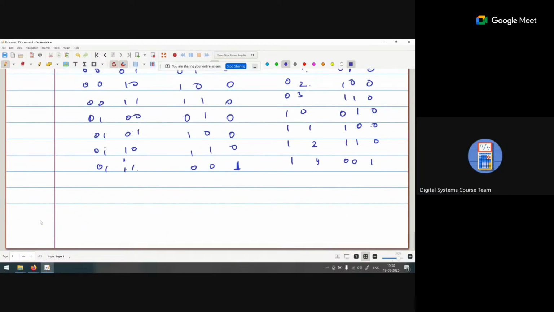When P is 2 and when P is 3, again Q is 0 1 2 3, and when P is 3, again Q is 0 1 2 3. So there are the 16 combinations we can create.